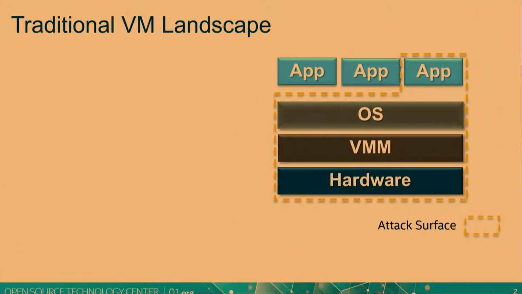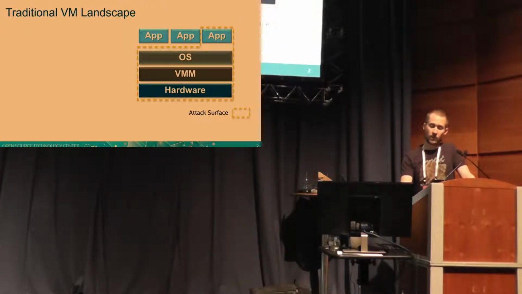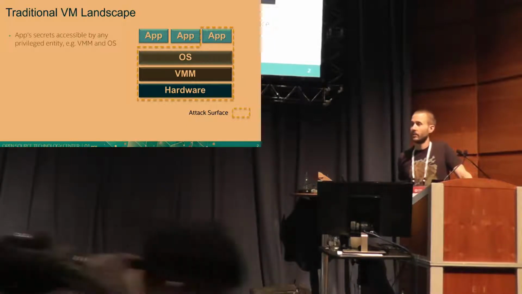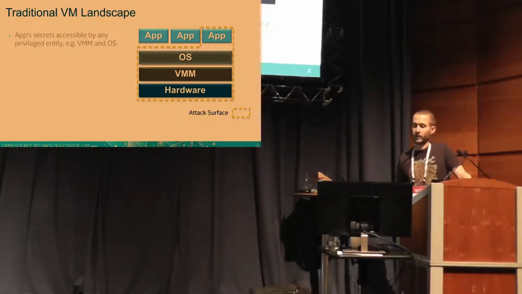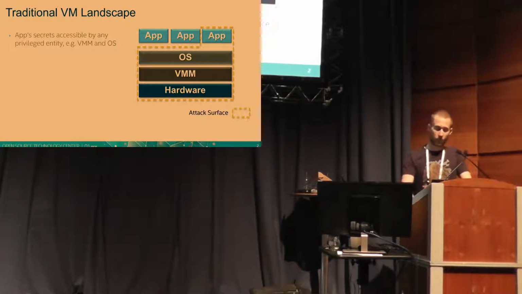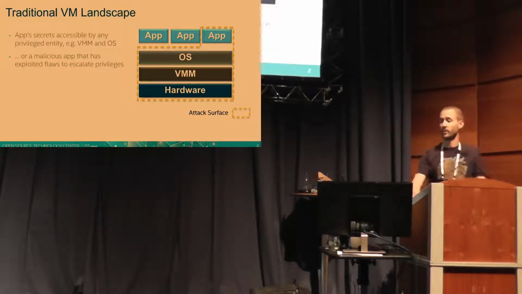So what is SGX trying to do? In the traditional virtual machine landscape, you've got your attack surface, where you have secrets in your application out in ring 3 that are accessible by any privileged entity. So your VMM, your hypervisor, your OS, hardware, firmware, or any malicious app that manages to escape some privilege levels, exploit some flaws to get there.